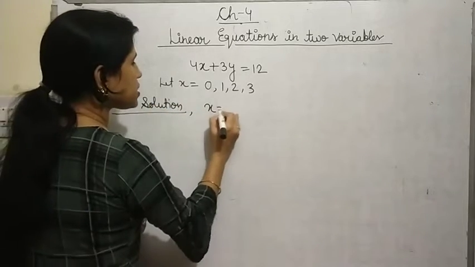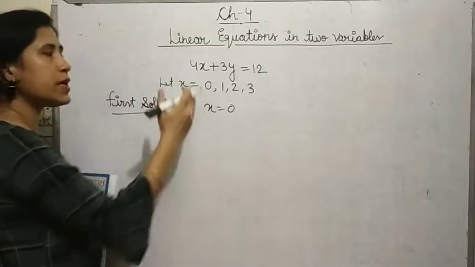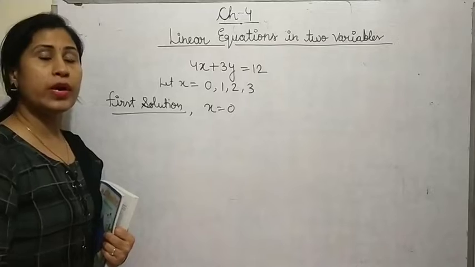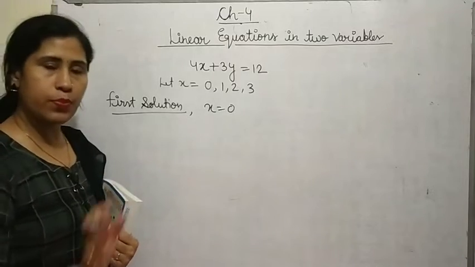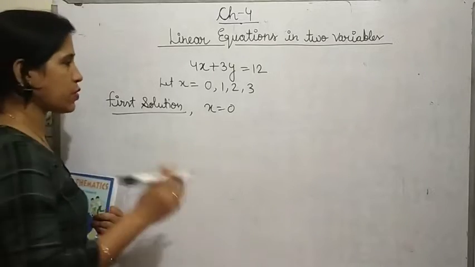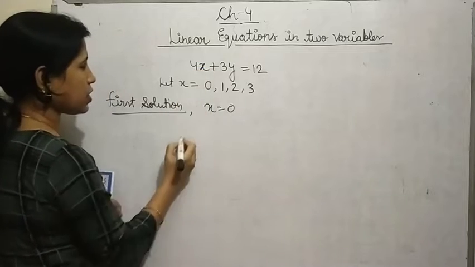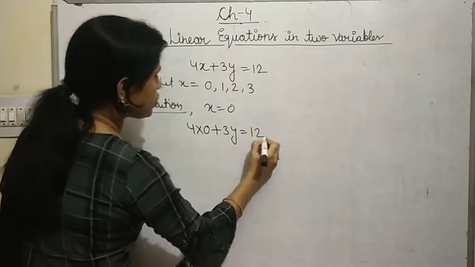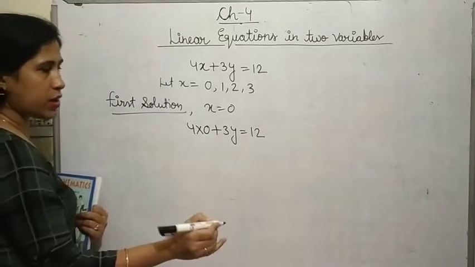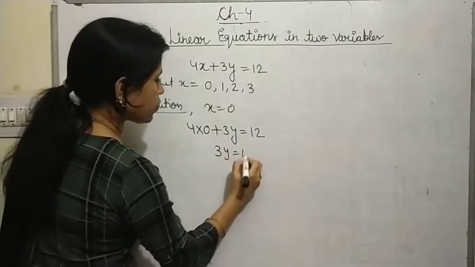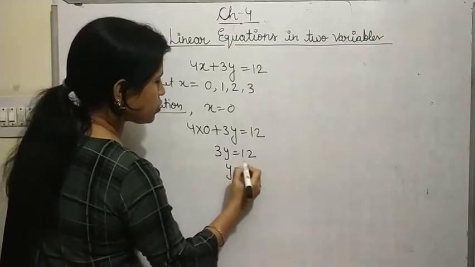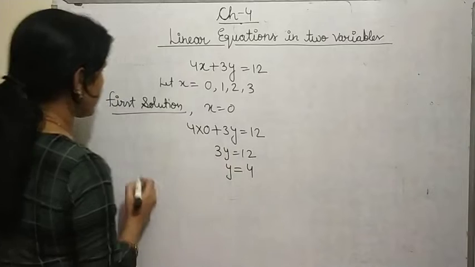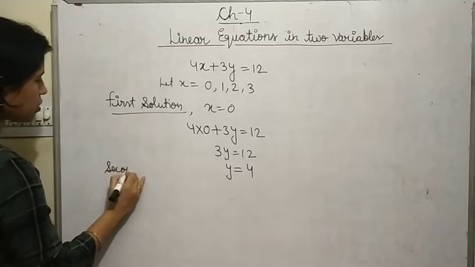For the first solution, we will take x equals 0. You can take y also, then you will get x, or you can take x and get y. Whichever you are comfortable with. So x equals 0. I put it in the equation: 0 plus 3y equals 12. Multiplied by 0 it has gone, so 3y equals 12, so y equals 12 upon 3. Correct? This I got.